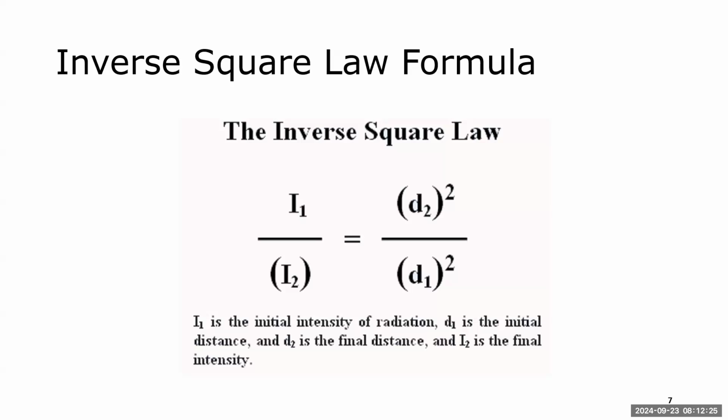What do you think the I stands for? Intensity. That's what we're talking about here: how does the intensity of the beam change with changes in distance? I1 is intensity 1. I2 is intensity 2. You can also think of those as old and new. I think that's an easy way to set up formulas. So the first intensity over the second intensity equals the second distance over the first distance squared.